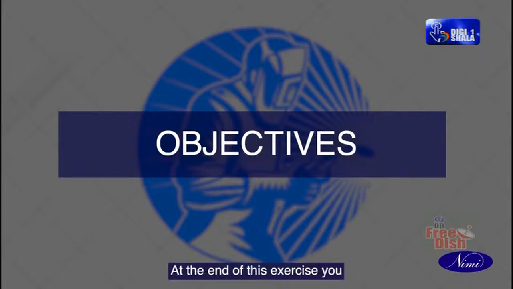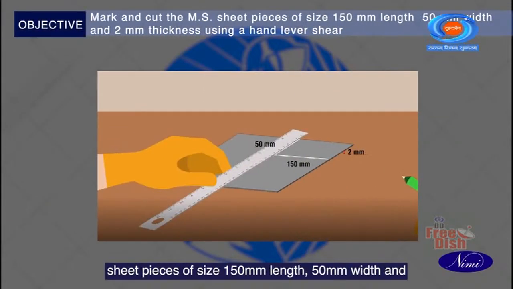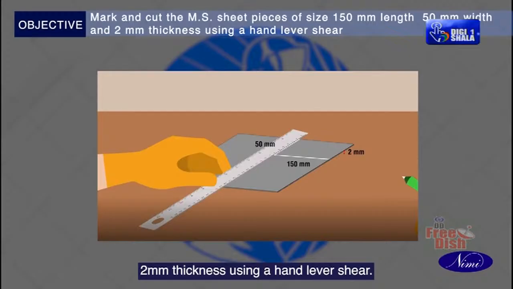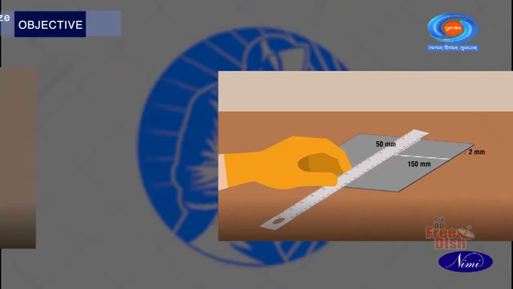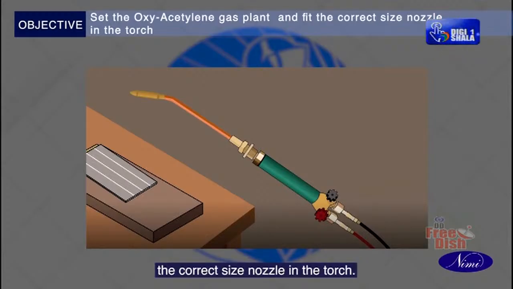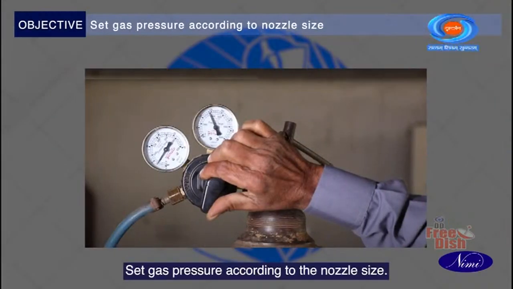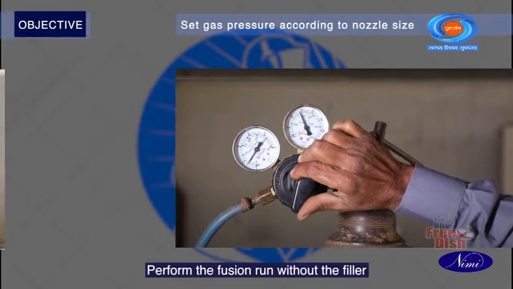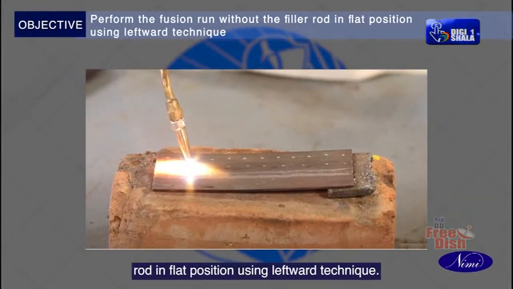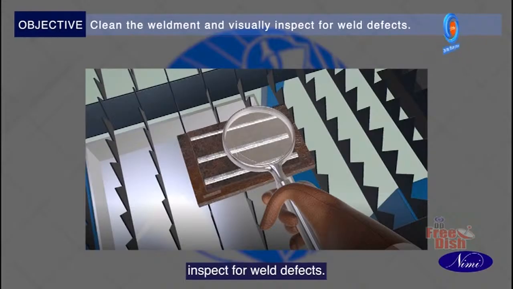At the end of this exercise, you shall be able to mark and cut the MS sheet pieces of size 150 mm length, 50 mm width and 2 mm thickness using a hand lever shear. Set the oxyacetylene gas plant and fit the correct size nozzle in the torch. Set gas pressure according to the nozzle size. Perform the fusion run without the filler rod in flat position using leftward technique. Clean the weldment and visually inspect for weld defects.